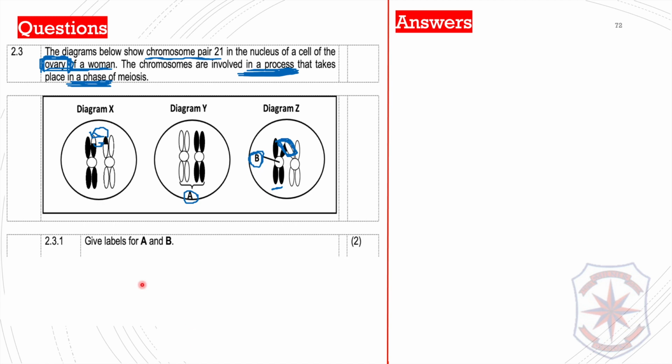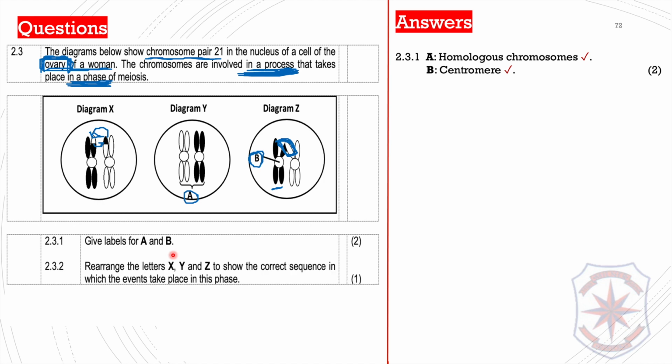Of course, the first question is going to be: give labels A and B. So the answer, like we have said, A is homologous chromosomes, or you can say a homologous pair of chromosomes, and then B, it is the centromere. So we were right.